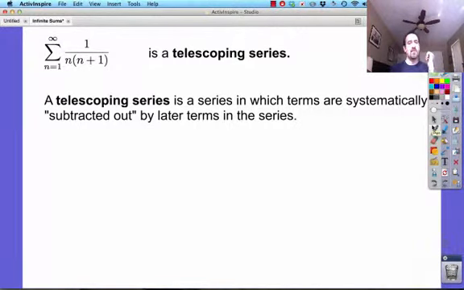A telescoping series is a series in which terms are systematically subtracted out by later terms in the series. I wanted to use the word canceled out, but subtracted out makes more sense in this case because canceling we usually think of as being division. So any series that does this basic thing is called telescoping, and we'll see some other examples of that.